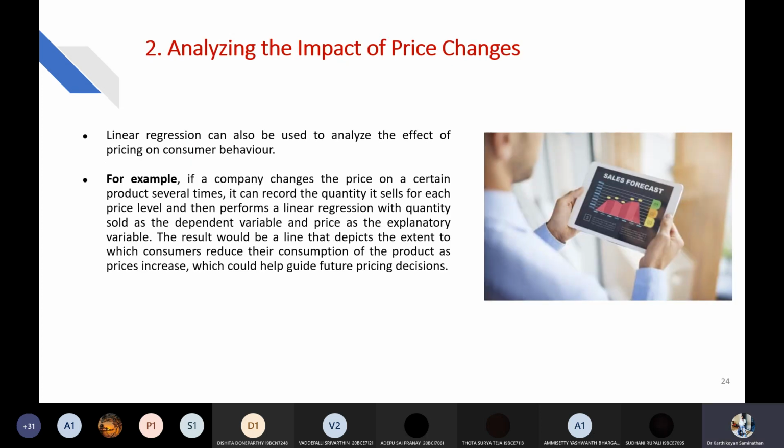Second, linear regression is used to analyze the effects of pricing on consumer behavior. So nothing but your sales forecast. If a company changes the price on certain products several times, it can record the quantity it sells for each price level and then perform linear regression with the quantity sold as the dependent variable and the price as the explanatory variable. The result would be a line that predicts the extent to which consumers reduce their consumption of the product as prices increase. So this is generally like a stock price exchange or share market exchange.